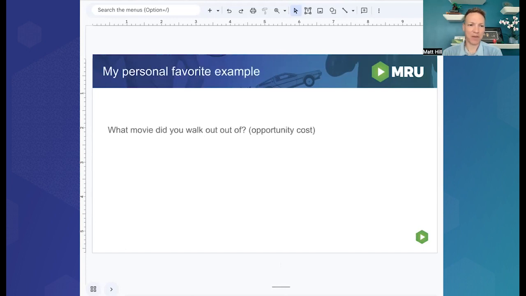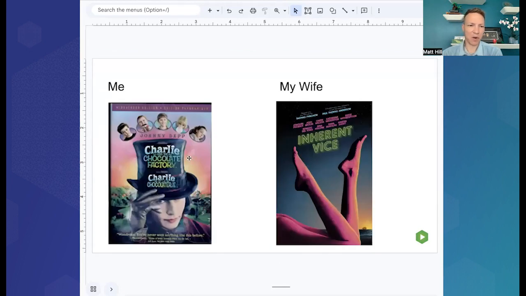So this is my personal favorite example to use to teach opportunity cost, is to talk about movies that you may have walked out of, or movies that you wish you would have walked out of. And so, I always talk about this. This is a movie I walked out of. I don't know if anybody remembers it, Charlie and the Chocolate Factory. This movie is awful, in my opinion. Not as good as the Willy Wonka version of it from the 70s.